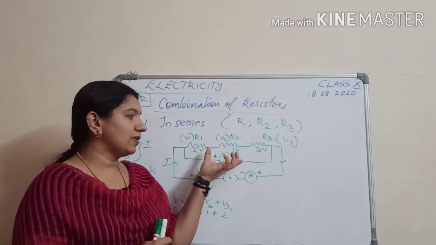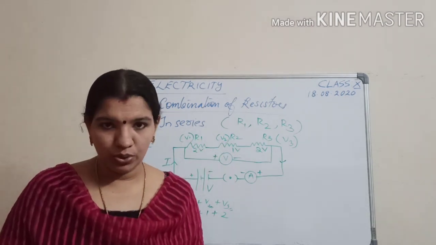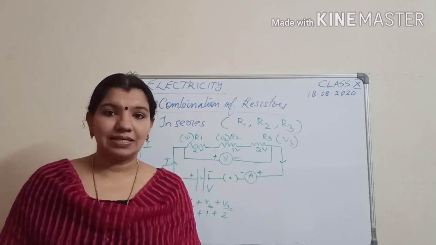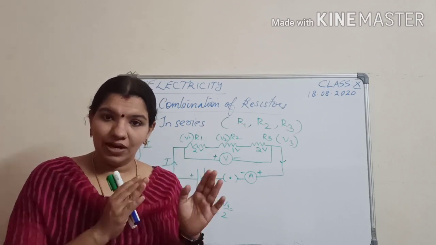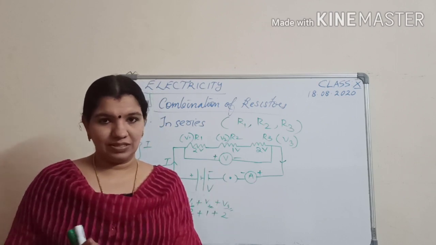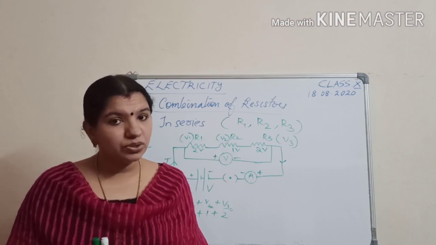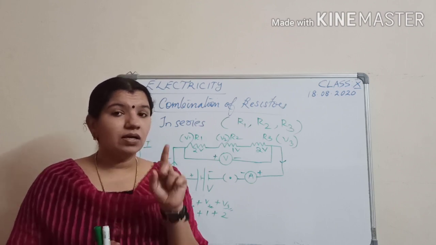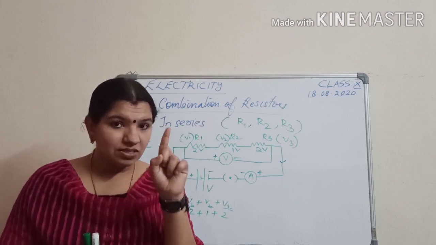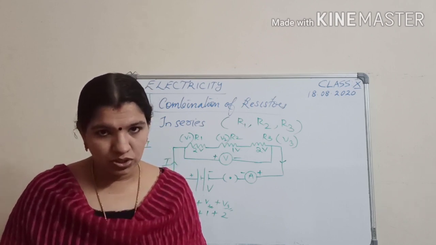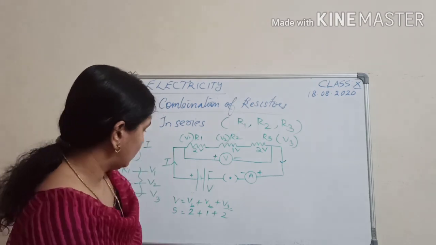So to find the effective voltage, what will you do? We will add the voltage of each resistance, isn't it? So we are moving to that step now. What are we going to do? We are going to add individual voltages to find the total voltage.